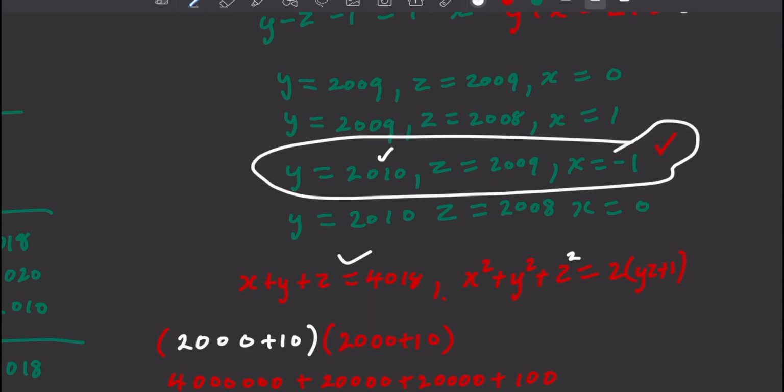You now have to check the others and see whether they satisfy both equations. I'll leave you to do that.